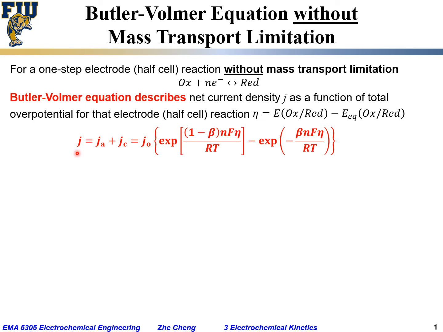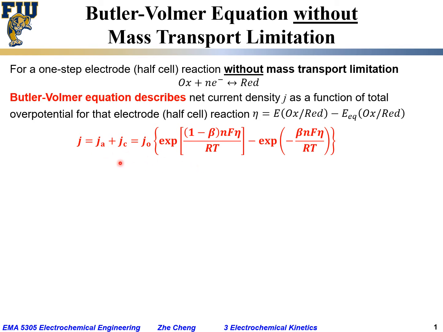But the overall reaction rate represented by this net current density would be the summation, the total, between the anodic or so-called oxidation going from RED to OX plus the cathodic or the reduction going from OX to RED. The net reaction is a summation of these two parts, anodic and cathodic, oxidation and reduction.